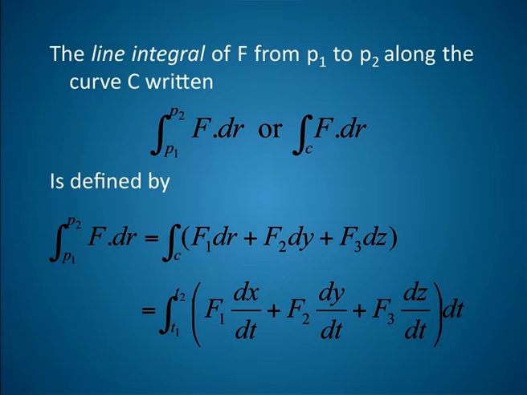By the definition, integral from p1 to p2 of f dot dr is equal to integral over C of f1 dx plus f2 dy plus f3 dz, that is equal to integral from t1 to t2 of f1 dx over dt plus f2 dy over dt plus f3 dz over dt, whole integrated over t.